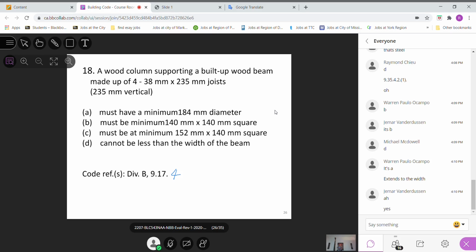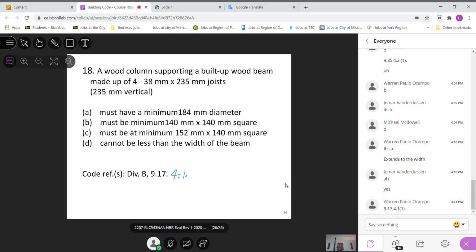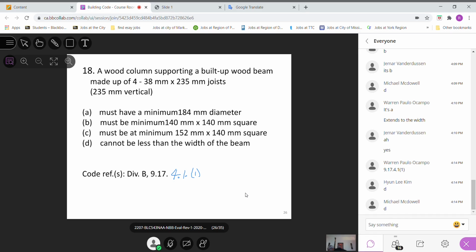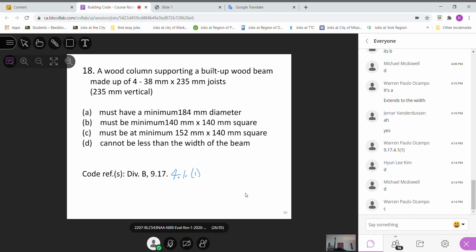And 4.1, bracket 1, and the answer would be correct. Therefore, 9.17.4.1, bracket 1, and your answer would be C. Right, correct. Again, the same thing.